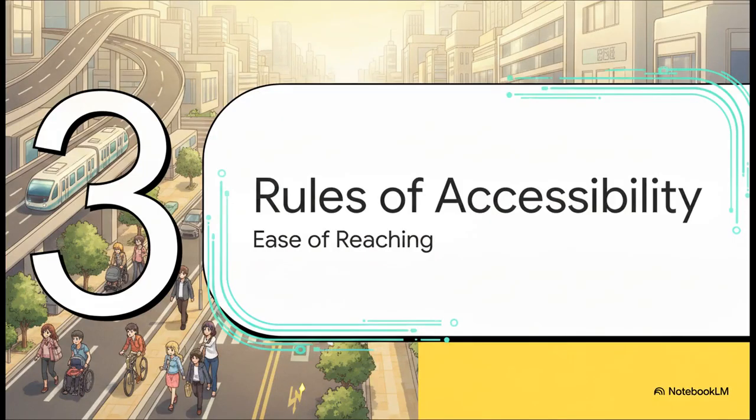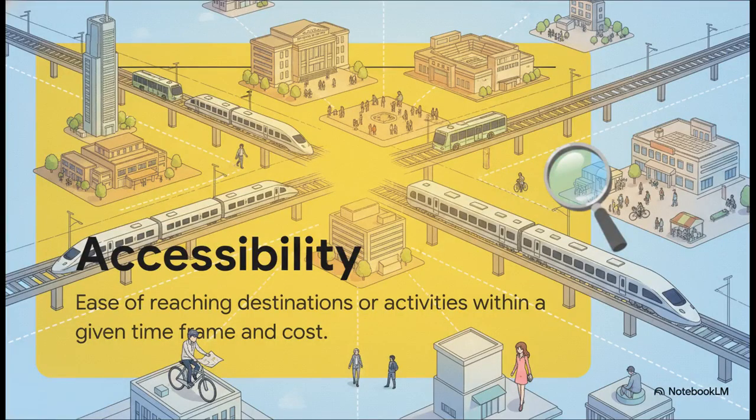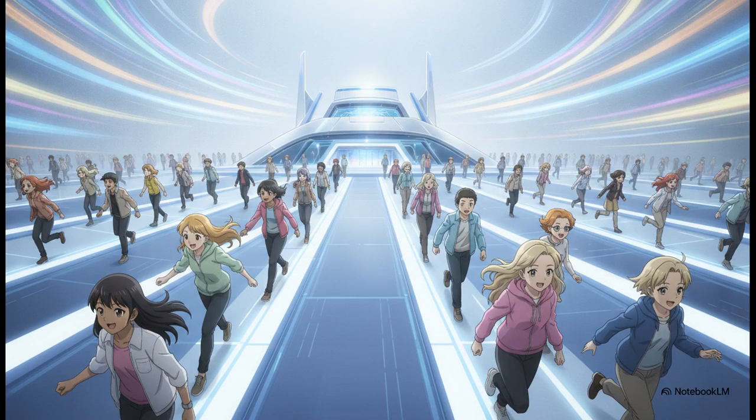Moving right along to Section 3, the rules of accessibility. This brings us to accessibility, which is pretty much the ultimate buzzword in transit planning. It's defined as the ease of reaching destinations or activities within any given time frame and cost. You see, major transport nodes are deliberately placed in areas that offer incredibly high levels of local accessibility. Basically, a highly accessible location is just one where you can reach a bunch of different destinations with relative ease. The whole goal is to make the city feel smaller and way more connected for the people living in it. And the bedrock of this entire system? It really all boils down to some simple math. Short travel time plus low travel cost equals high accessibility.